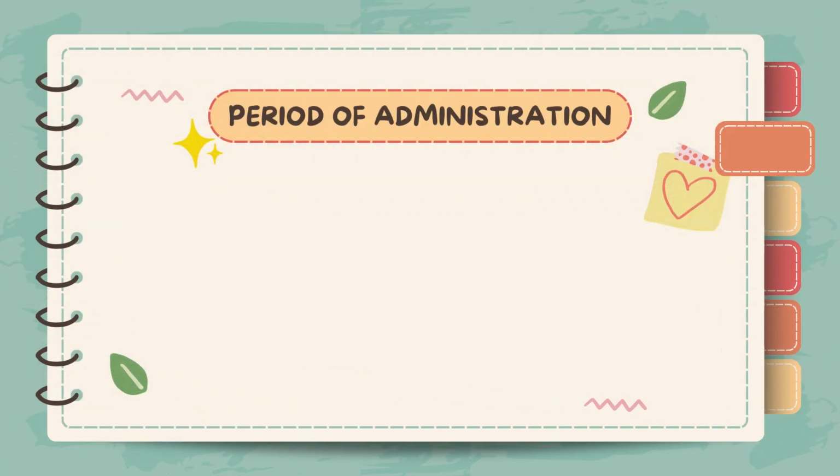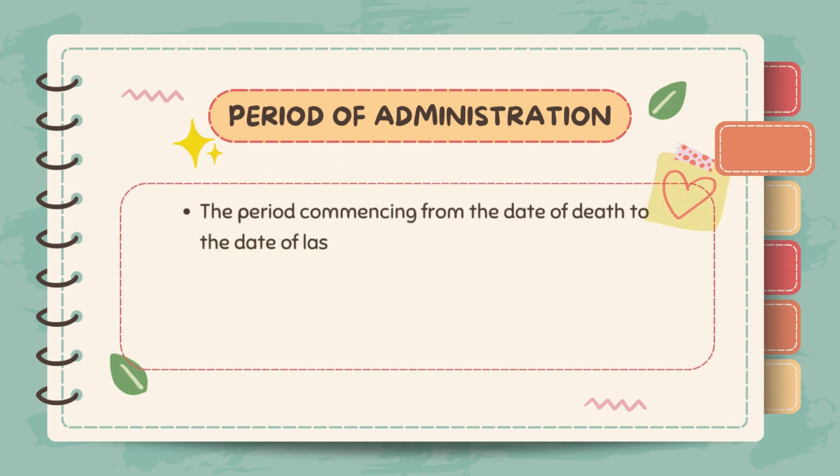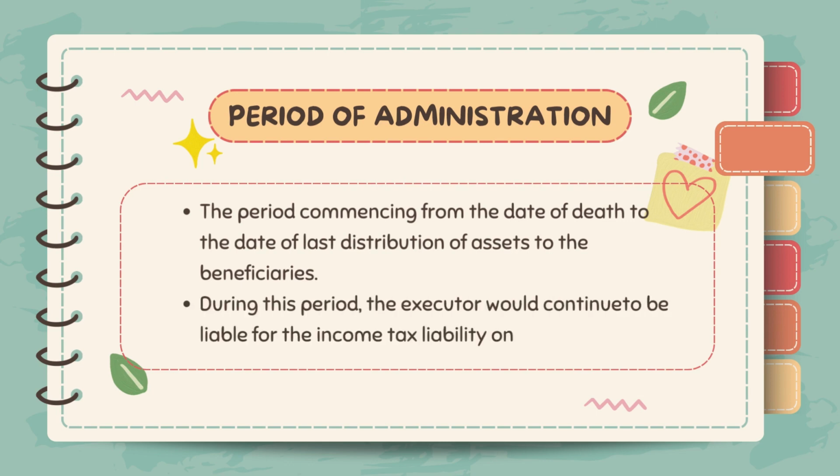Period of administration. The period commencing from the date of death to the date of last distribution of assets to the beneficiaries. During this period, the executor would continue to be liable for the income tax liability on income accrued.